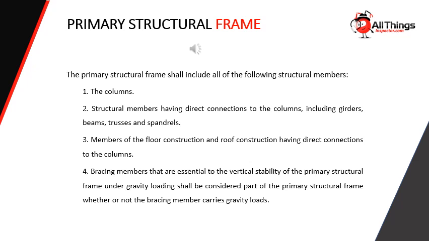Primary structural frame. The primary structural frame shall include all of the following structural members. 1. The columns. 2. Structural members having direct connections to the column, including girders, beams, trusses, and spandrels. 3. Members of the floor construction and roof construction having direct connection to the columns. 4. Bracing members that are essential to the vertical stability of the primary structural frame under gravity loading shall be considered part of the primary structural frame, whether or not the bracing member carries gravity loads.